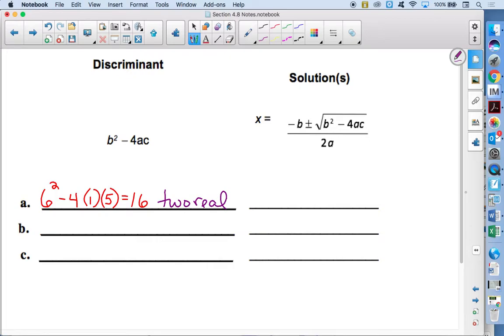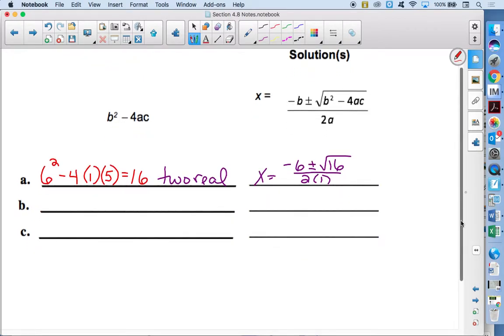To find those solutions, now that you have the discriminant, you're just using that in the quadratic formula, because it really is part of the quadratic formula. So negative b, well, b was 6, so it's negative 6, plus or minus the square root of my discriminant, 16, and then 2 times a, or 2 times 1. I'm still doing the quadratic formula, but I just plug in the discriminant because we already calculated it. Why calculate it a second time? So Ethan, the square root of 16 is? 4. So we have negative 6 plus or minus 4, and then divided by 2.